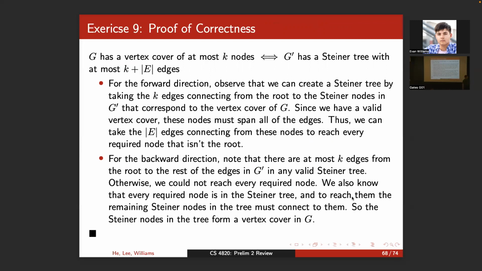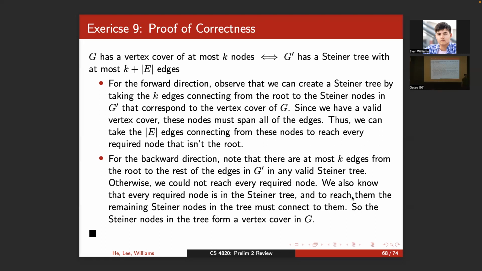In the backward direction, if I have a Steiner tree with K plus E edges in it, right? Then I must have a vertex cover, because there can only be K edges that are actually selected in the Steiner tree from the root to the rest of the graph that I originally had. If I had more than K edges going from the root to the graph that I originally had, then I wouldn't be able to connect to all of the required nodes with only K plus E edges. I would need more edges to connect to all the required nodes. But I said I could do it with only K plus E, right?